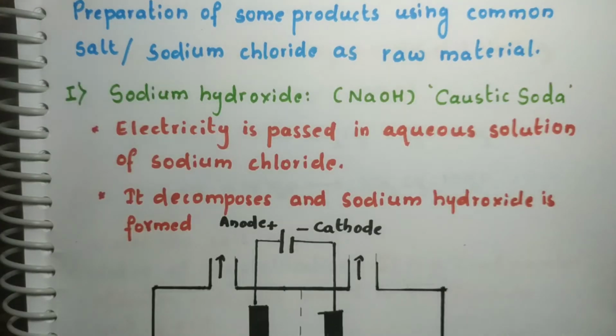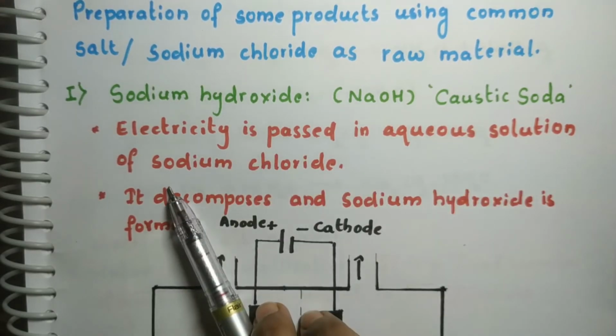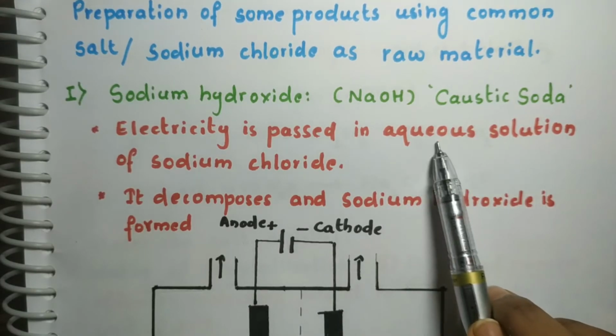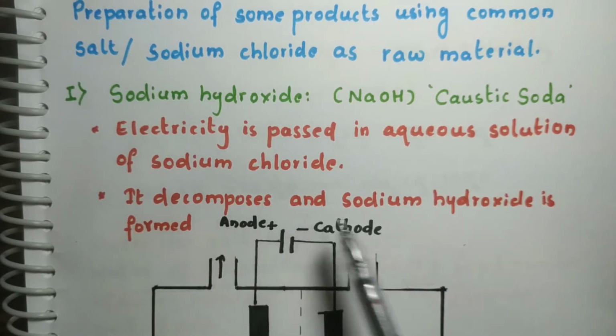We can prepare many products or compounds using salt, that is sodium chloride, as one of the raw materials. Some of them are sodium hydroxide and bleaching powder, that is calcium hypochlorite, etc. Let us see how sodium hydroxide is prepared. When electricity is passed through an aqueous solution of sodium chloride, it decomposes and sodium hydroxide is formed. What is an aqueous solution? In an aqueous solution, the solvent is water. Let us see how it is formed.